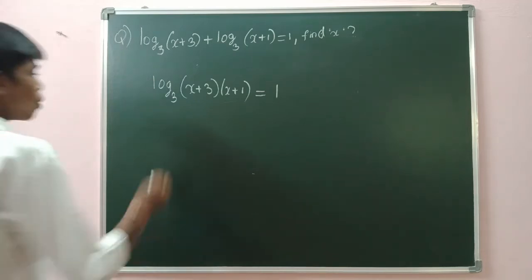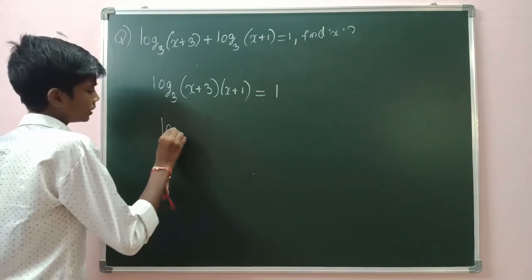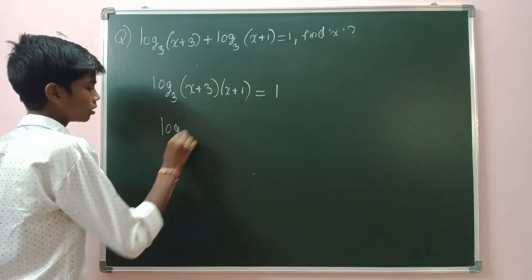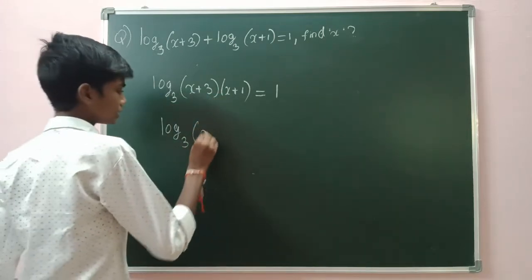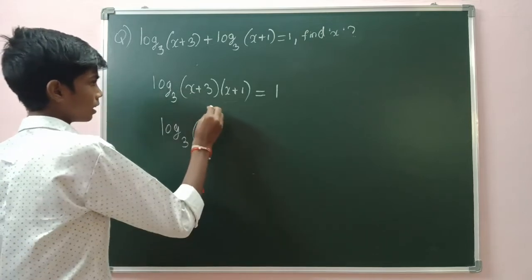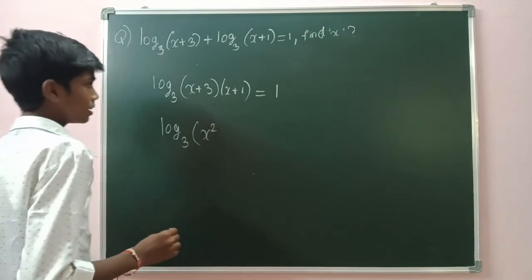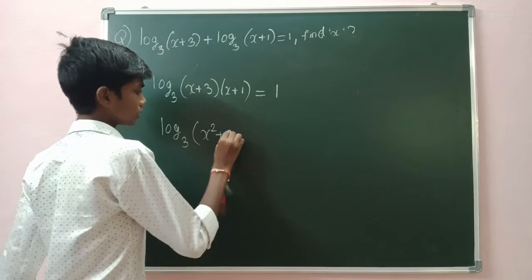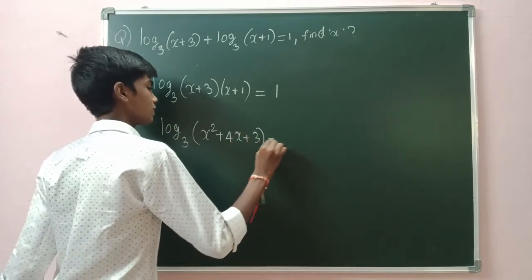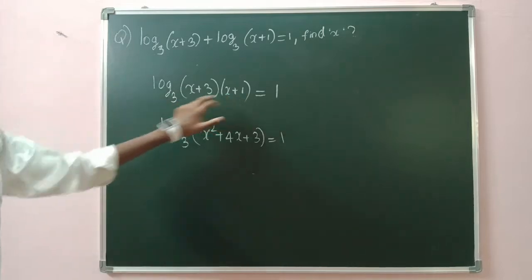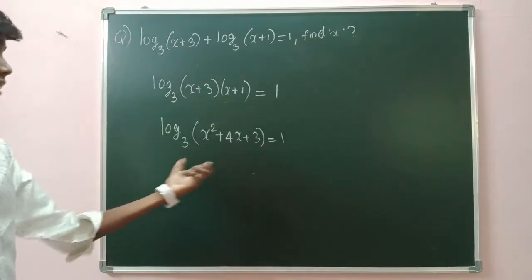So now what I am going to do here is just multiply it. So log to the base 3 of x plus 3 into x plus 1. X into x is x square, plus x into 1 is x, so x plus 3x is 4x, plus 3. Correct? And that is given as 1. Just multiplying the values, people. x plus 3 into x plus 1 will give us this expression.